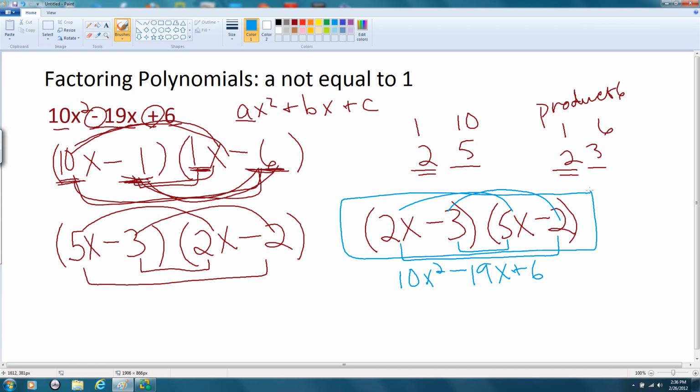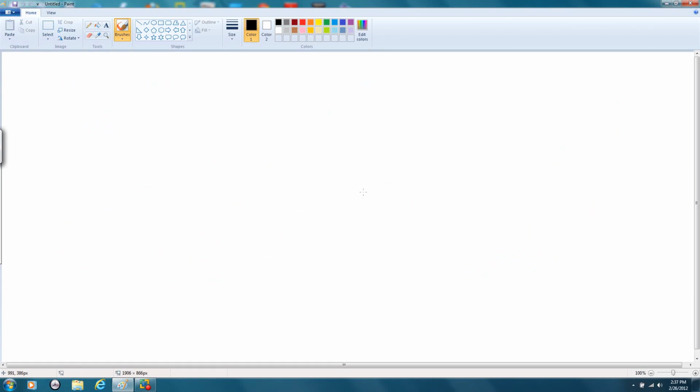So this is using what we might call a guess and check method. Okay? I'm going to do the same one now, but I'm going to use a different method, which takes a lot of the guessing out of it. And we're going to call this the grouping method. So I'm just going to select a whole new file here, and I won't save this. And so our expression again was 10x squared minus 19x plus 6.